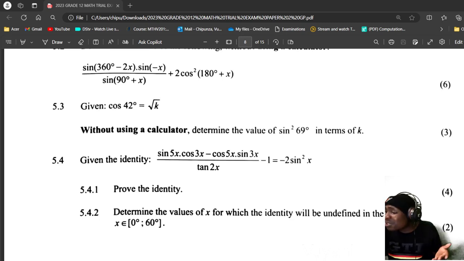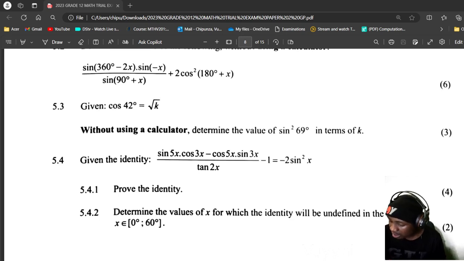Something we have never been asked before, even before we look at the question: what is sine squared of 69 degrees? There's something beautiful about understanding this terminology and how trigonometry plays around. If we plot this in the first quadrant, we have our 42 degrees there, and if cos 42 is root k, then the adjacent side is root k and our hypotenuse is always equal to 1. Now 90 plus 42 is 132, then 180 minus 132 will be 48 degrees.